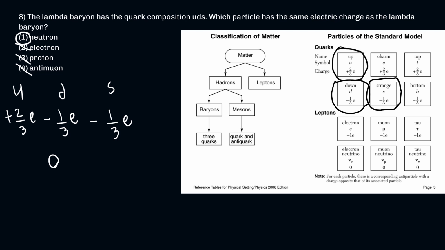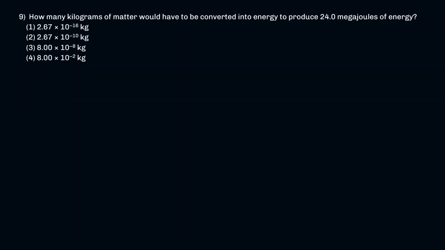So let's move into my next example. So example number 9. How many kilograms of matter would have to be converted into energy to produce 24 megajoules of energy? So I was talking about earlier about how they can get a little bit fancy with E equals mc squared. It's like the hardest it probably gets for this question because you have to make a conversion of the energy in order to get it back into joules now.